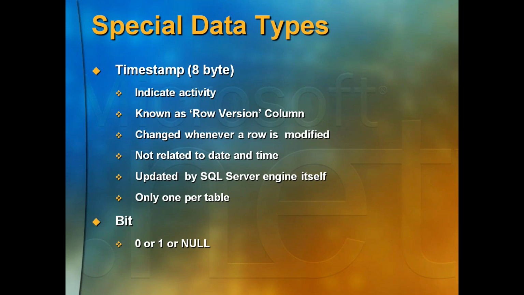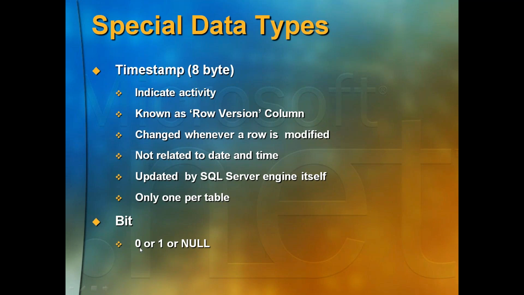Now we have timestamp columns. It is also known as the row version column. It changes whenever a row is modified, not related to date and time, and is updated by the SQL Server engine itself. There is only one timestamp column per table. And we have one more data type called bit.